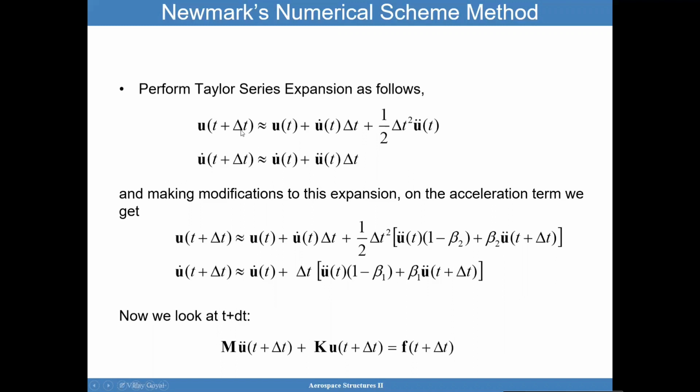So the deflection at t plus delta t is approximately equal to the deflection at time step t plus the velocity at time t times delta t, plus 1/2 delta t squared times the acceleration. So all I've done here is an approximation of that deflection looking at a time around t. I'm also going to do a Taylor series expansion, but a simpler kind for the velocity. So u dot at t plus delta t is approximately equal to u dot at time t plus u double dot at time t times delta t.